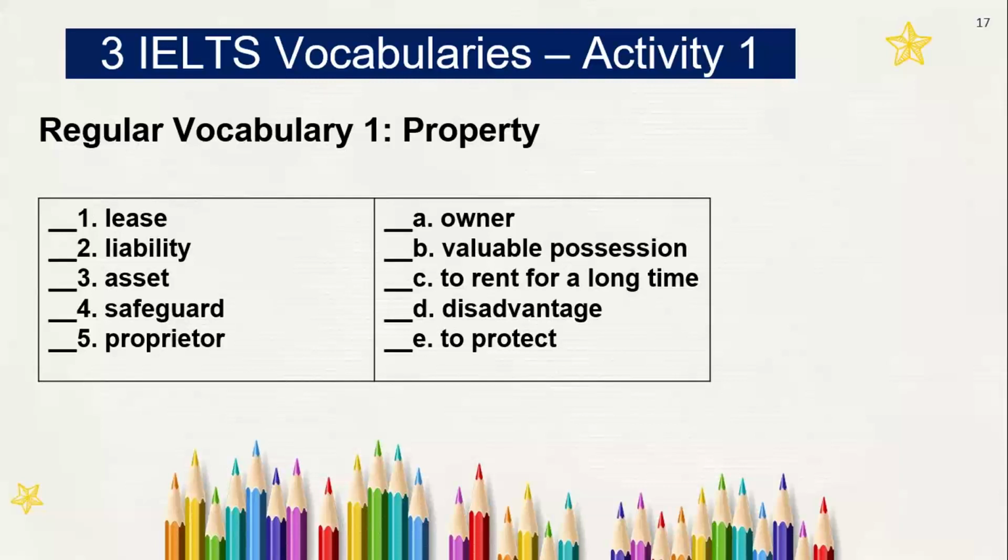Remember what I said earlier when you're trying to learn these vocabulary words by lists? If you learn words that are associated with a broader topic, it's easier for you to remember them and for your brain to recall them instead of just individually isolated words. So we have lease, liability, asset, safeguard, and proprietor. All right, so you have the 5 definitions here for these words.